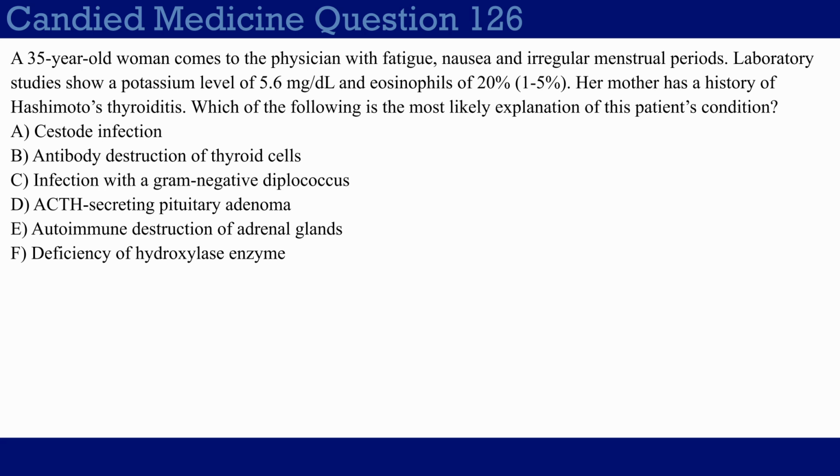Choice A, cestode infection. Choice B, antibody destruction of thyroid cells. Choice C, infection with a gram-negative diplococcus. Choice D, ACTH secreting pituitary adenoma. Choice E, autoimmune destruction of adrenal glands. Or choice F, deficiency of hydroxylase enzyme. I'll wait 5 seconds and answer the question.